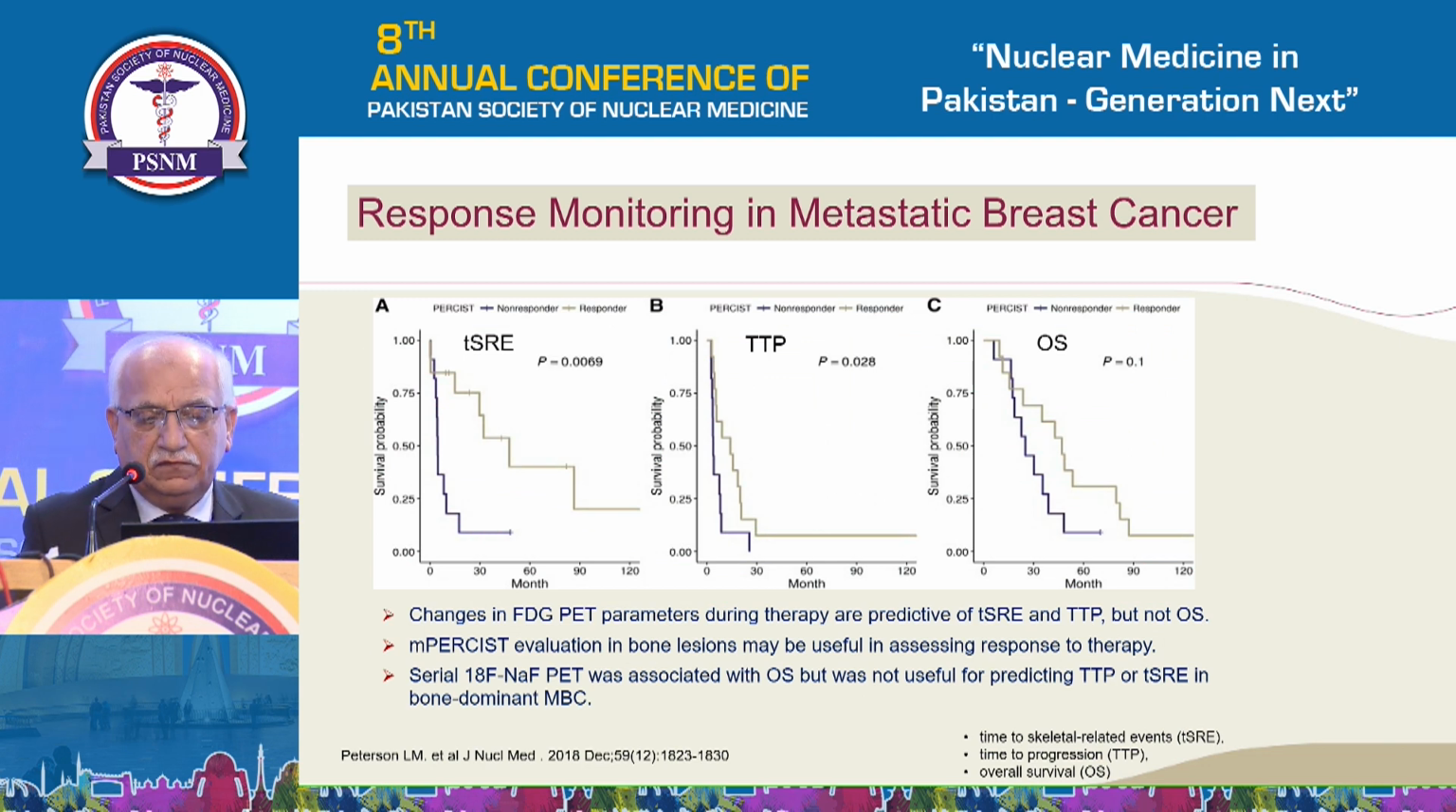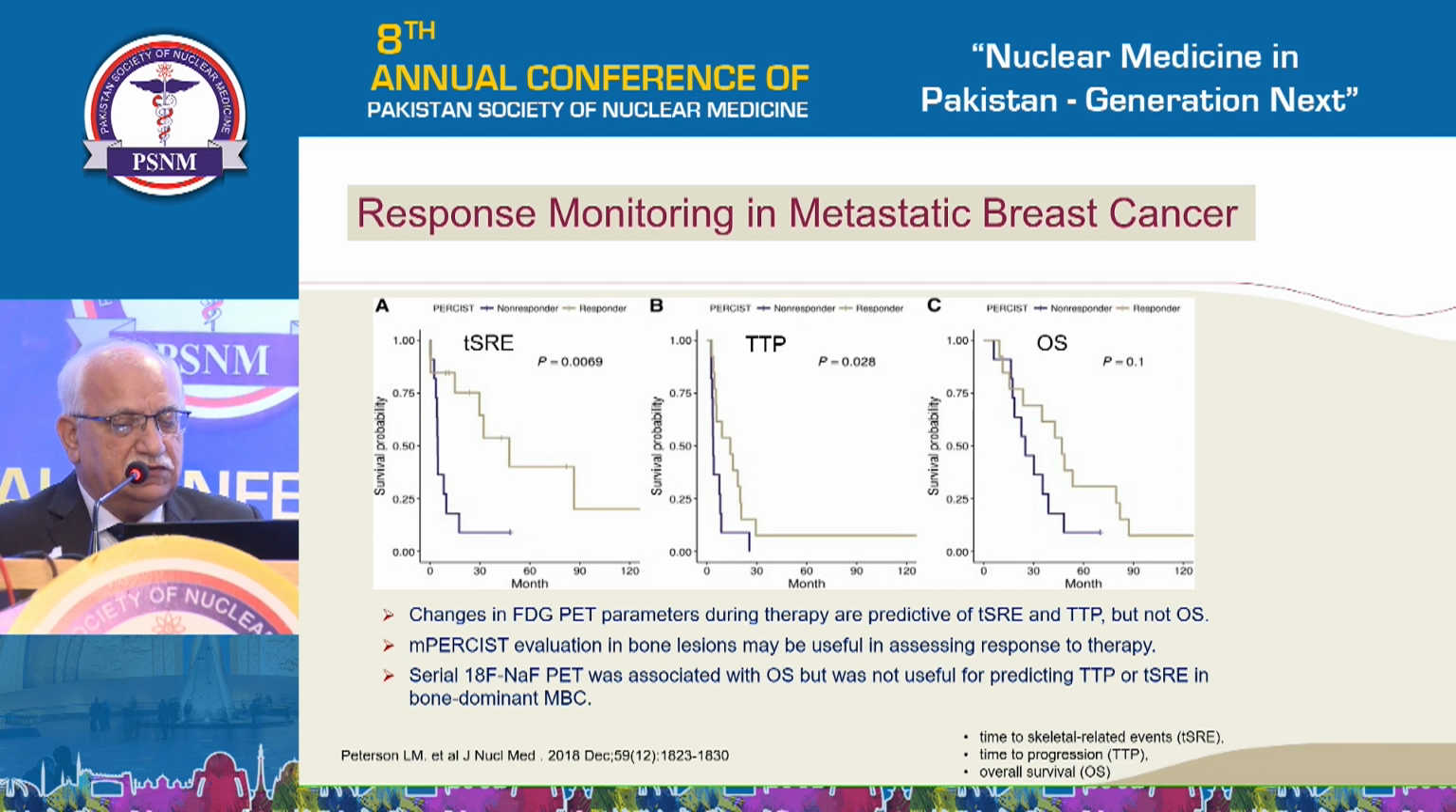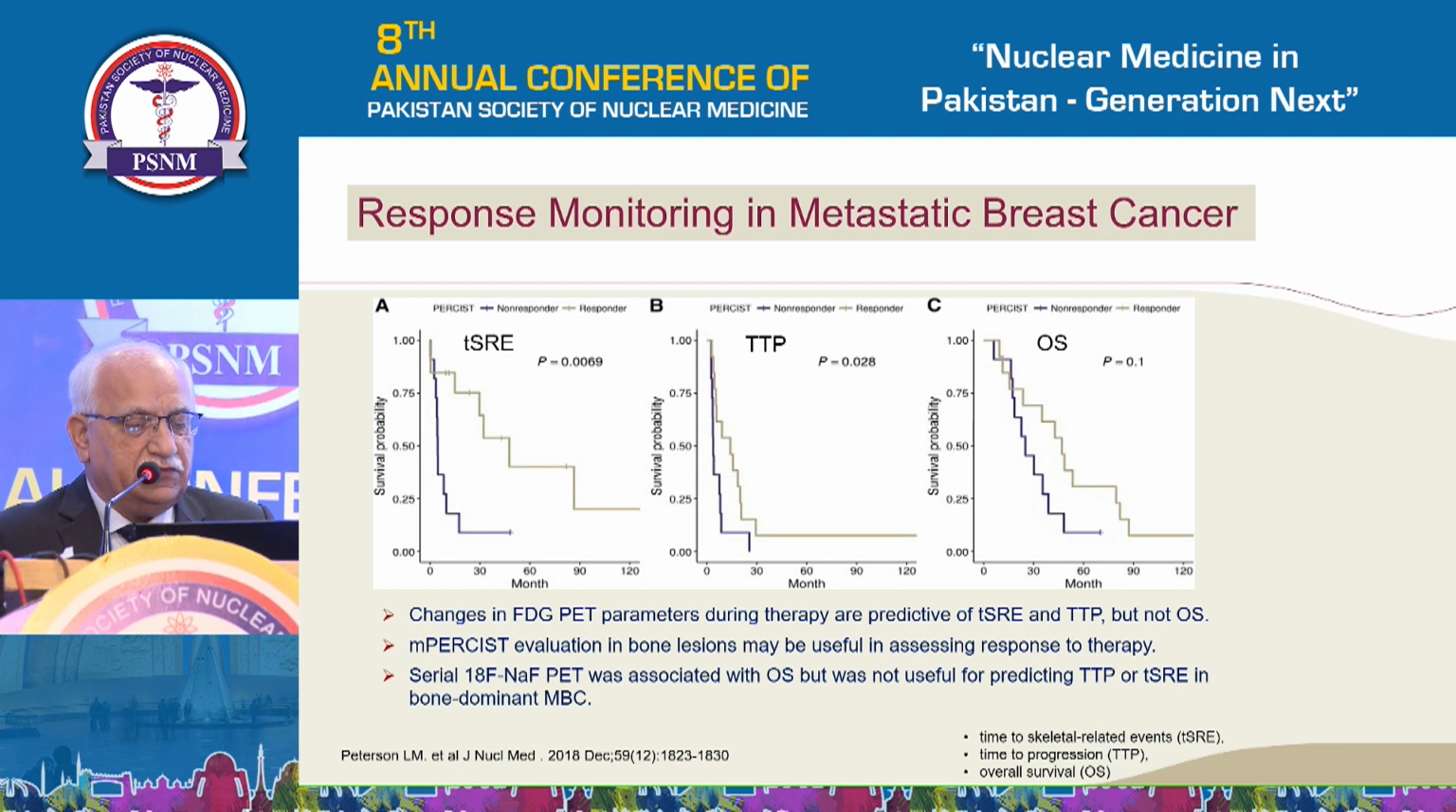Another study from Peterson in Washington compared FDG with NaF. It shows that changes in the FDG PET parameters during therapy are predictive of time to skeletal-related events, time to progression, and overall survival. NaF PET was associated with overall survival, but did not predict time to progression or time to skeletal-related event, though that was not true when it was normalized for normal bone uptake.